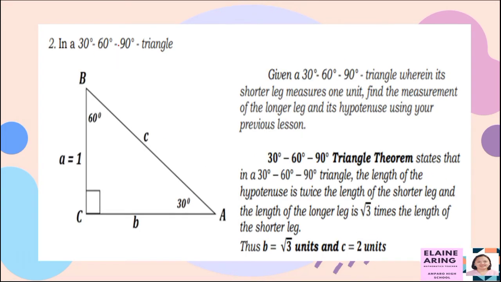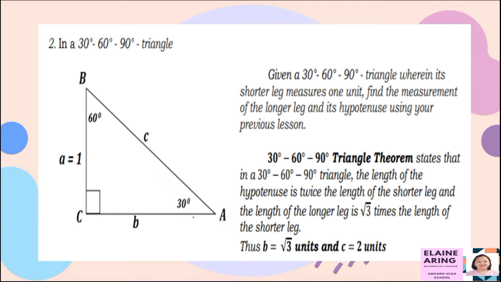So, how about in 30, 60, 90 triangle? Given the triangle wherein its shorter leg measures 1 unit, find the measurement of the longer leg and its hypotenuse using our previous lesson. Dito, it states that in a 30, 60, 90 triangle, the length of the hypotenuse is twice the length of the shorter leg.